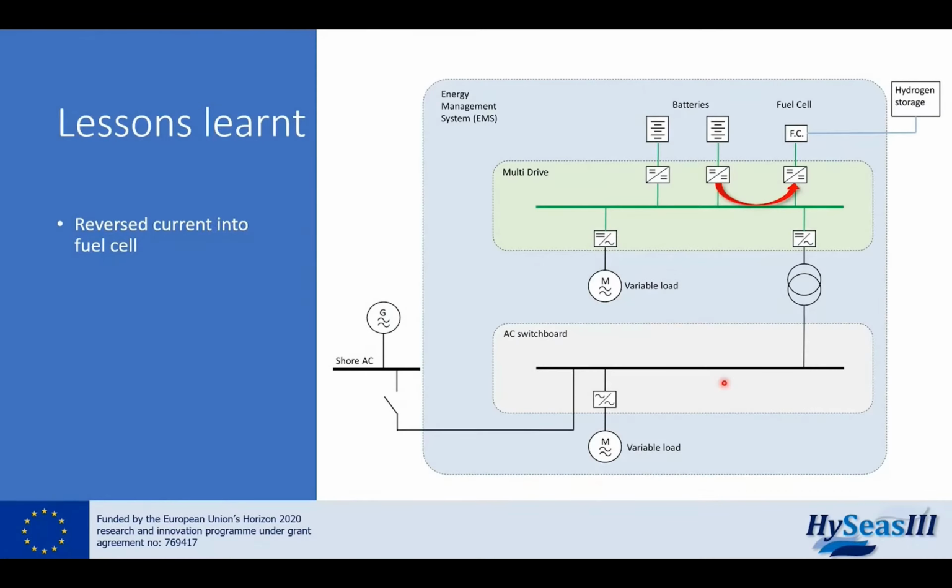Lessons learned. We have had some lessons learned during this project. The first I will address is the reverse current into the fuel cell. The fuel cell was integrated into our energy lab. To enable testing of many different configurations, we have made the energy lab very flexible. This flexibility increases the complexity of the lab, and at one point during the testing, we managed to reverse current into the fuel cell. And just to make sure, we did not produce hydrogen.